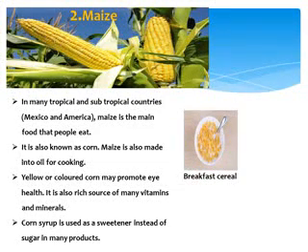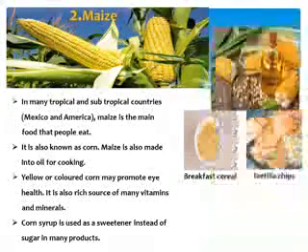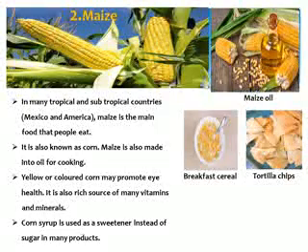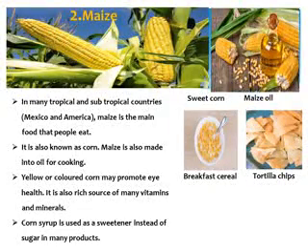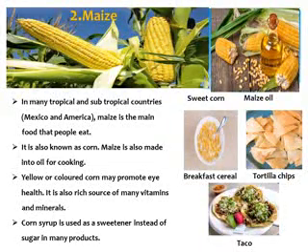So the breakfast cereal. Some of the products which are made from the maize: sweet corn, maize oil, and taco. Tortilla chips, this is tortilla chips. It is made from the corn. Then maize oil is prepared from the maize, and taco.